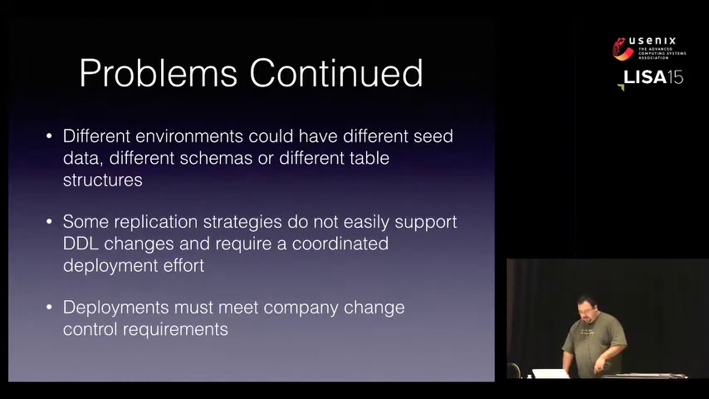Let's see here. Another thing that you can come up with is differences in seed data. Production might point to paypal.com where test points to sandbox.paypal.com or things like that. You're going to have differences in your environments that are actually baked in, they're there intentionally, and you still have to be able to manage those differences.